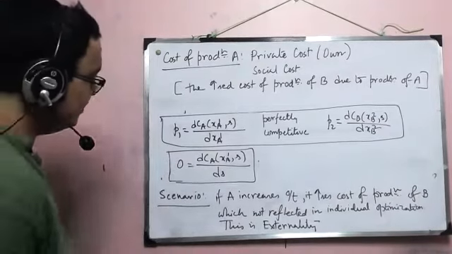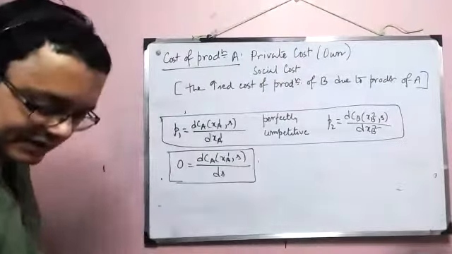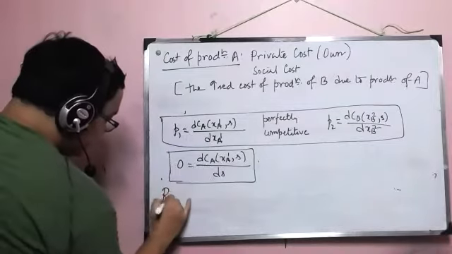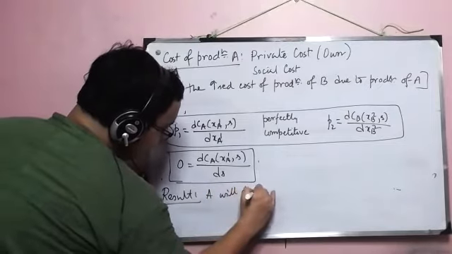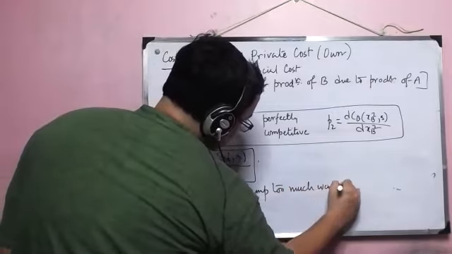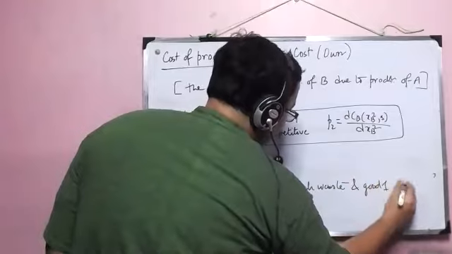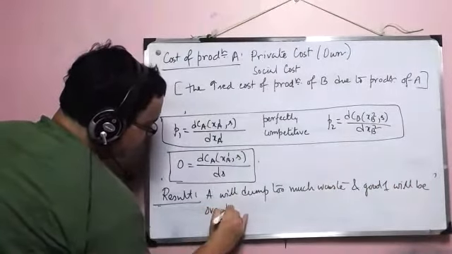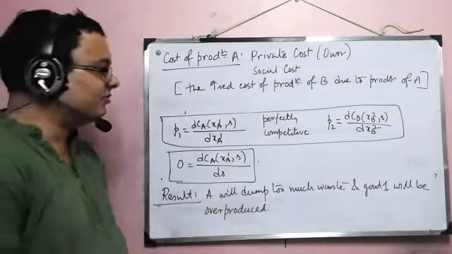Given that, we can state a very important result. So what is that result? The result is that A will dump too much waste, and good one will be overproduced. A will dump too much waste and good one will be overproduced.